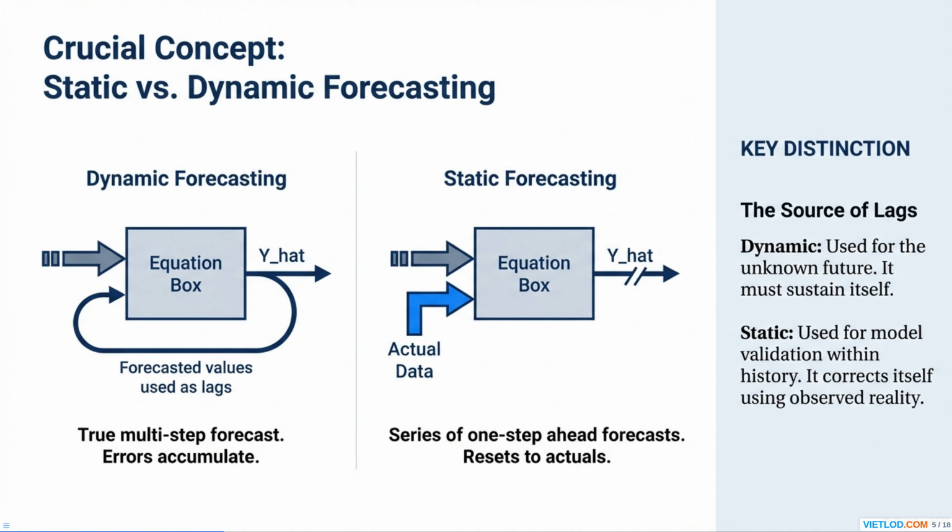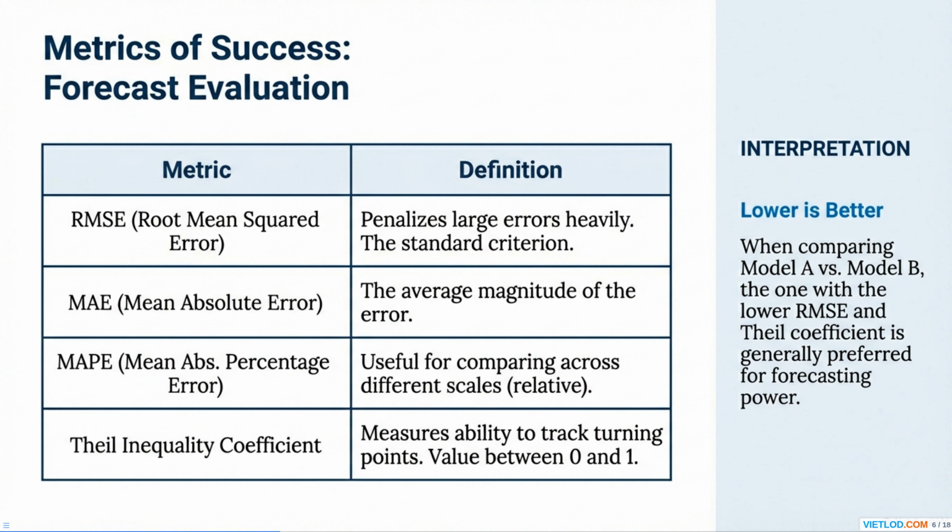This makes it unsuitable for forecasting the unknown future, but perfect for in-sample model validation to see how well the model fits the historical data. Imagine forecasting tomorrow's stock price using today's price. A dynamic forecast for 2 days ahead would use the forecasted price for tomorrow to predict the next day. A static forecast would use the actual price for tomorrow, once it's known, to predict the next day. After we've generated a forecast, how do we know if it's any good? We need objective metrics to evaluate its performance.